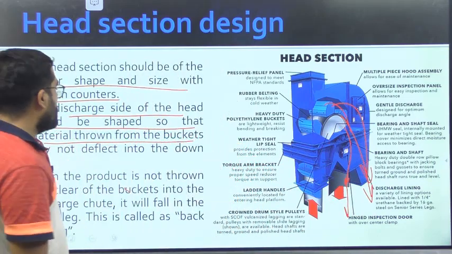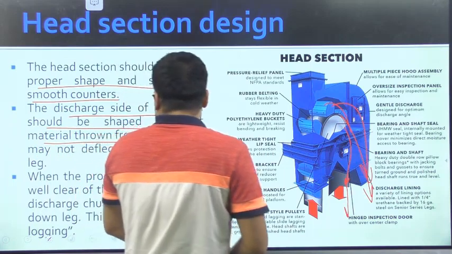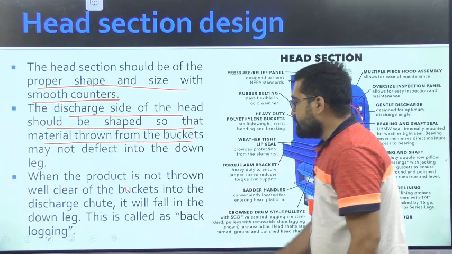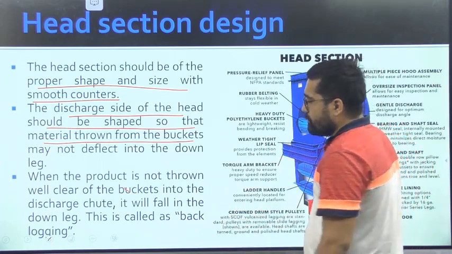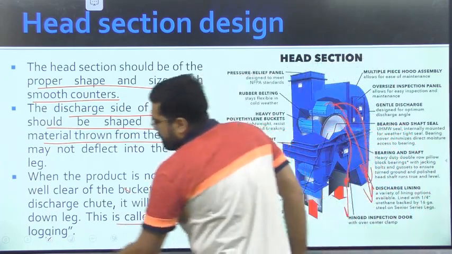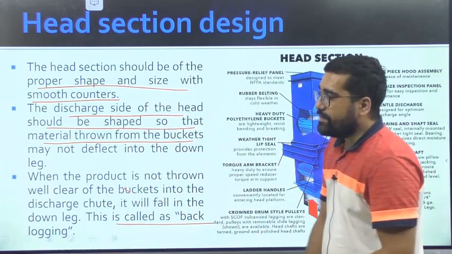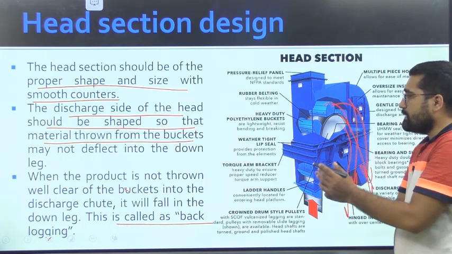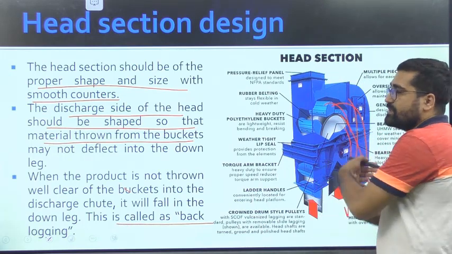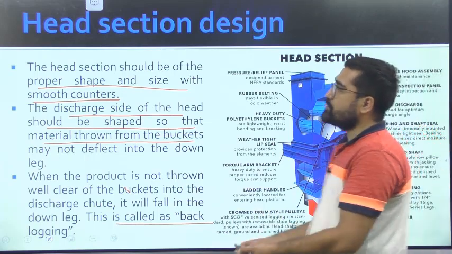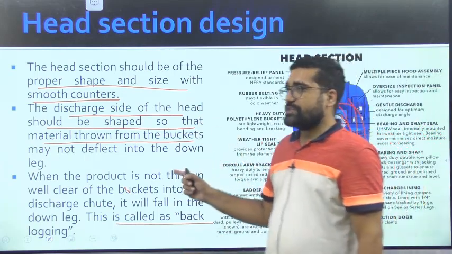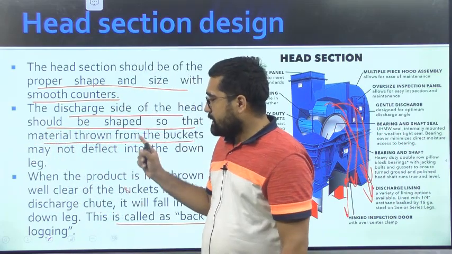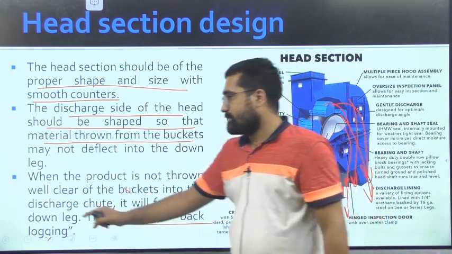And when the product is not thrown clearly, in that case it falls inside the leg, which is known as backlogging. What is backlogging? It means when the material falls back into the leg, into the elevator, instead of going to the discharge end, it is known as backlogging. So whenever we are selecting the head of the bucket elevator, we should see that there shouldn't be any backlogging.